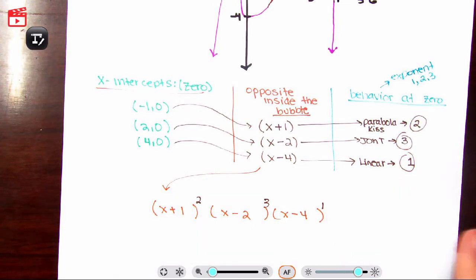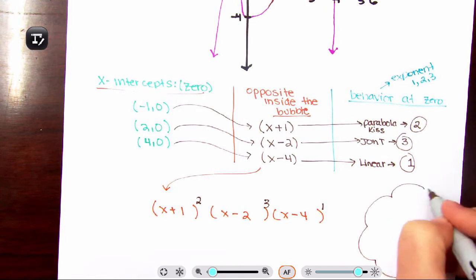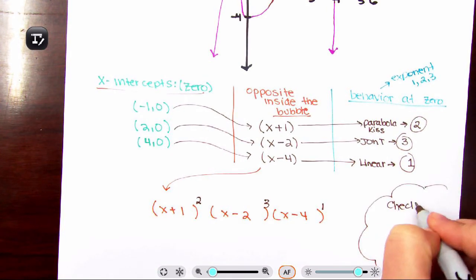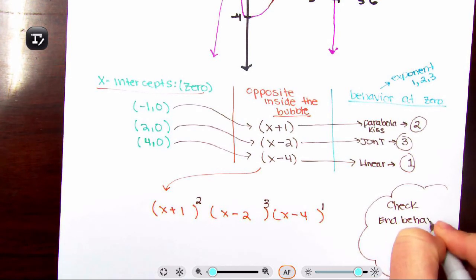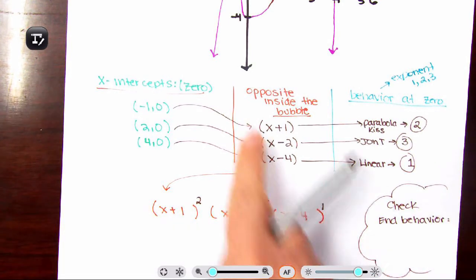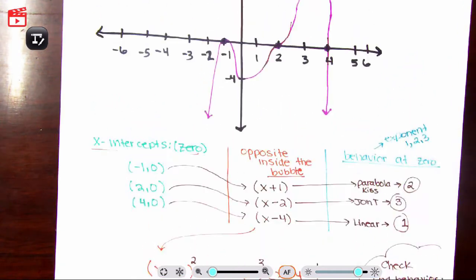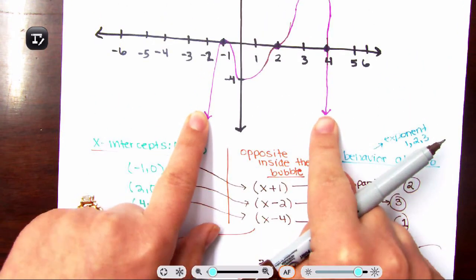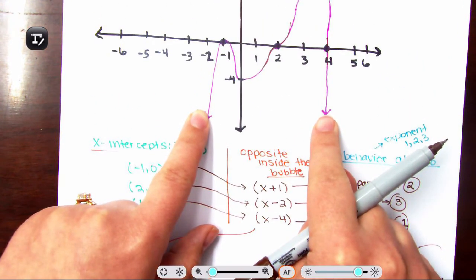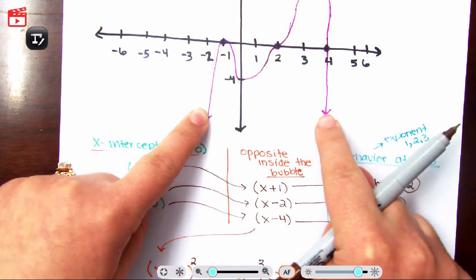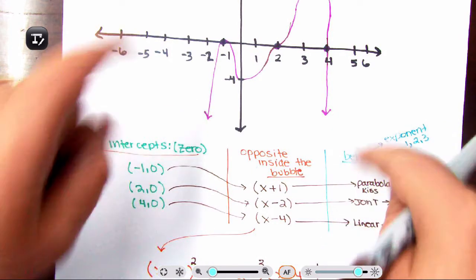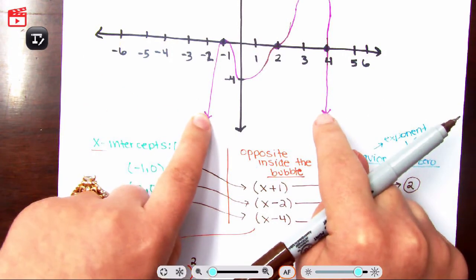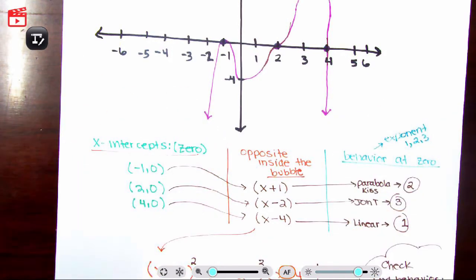So let's see here. We got to check end behavior. So my end behavior are down and down, which means I'm going to have an even total degree of the function, because left and right-hand side are both the same. And it's going to have to be a negative a because it's decreasing, going down.